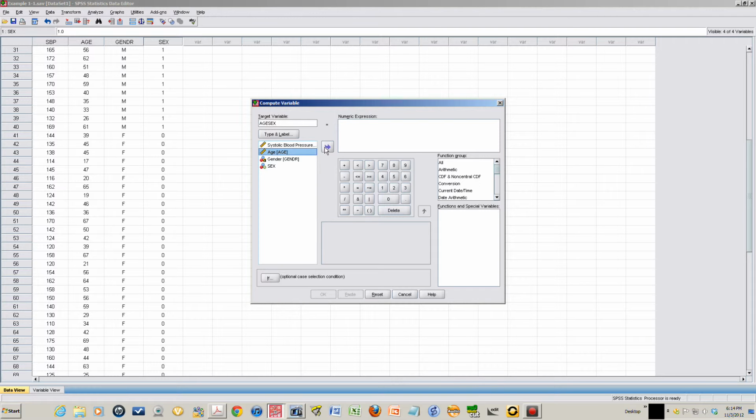So I click on age. You see it goes to the right, move it to the right. And then I click on this asterisk here, which is times, and then highlight sex and move it to the right.